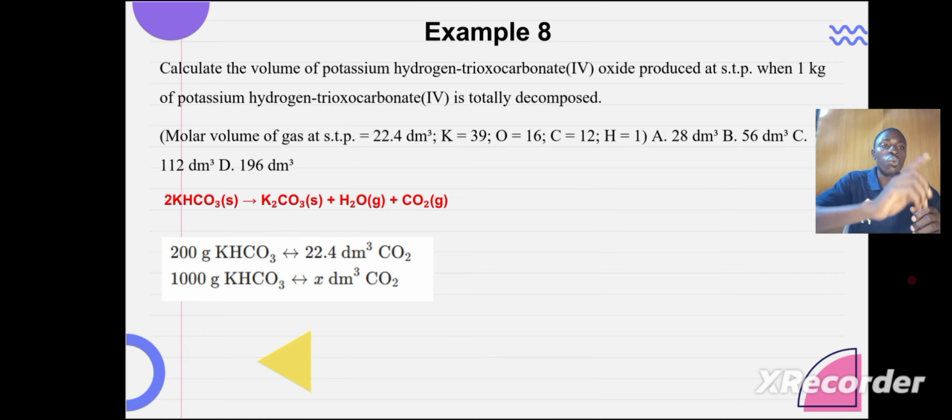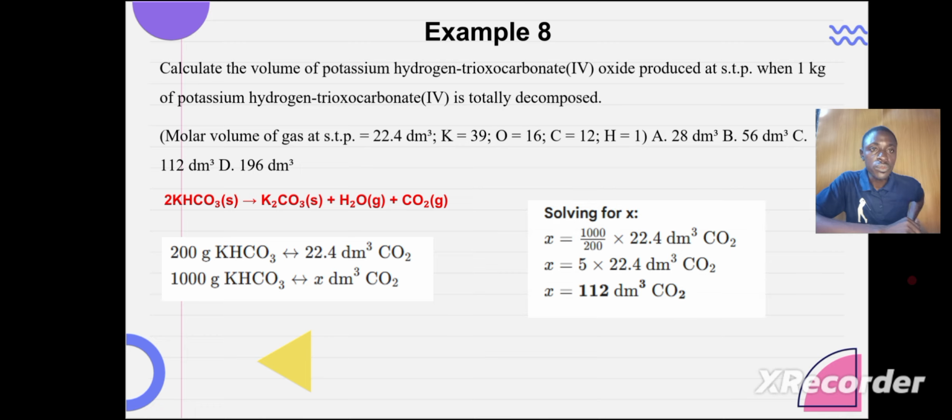And then we're given 1 kg in the question. 1 kg is 1000 grams. So 1000 grams of potassium hydrogen trioxocarbonate 4 will be equivalent to X, or any alphabet for that matter. Once we take ratios and solve, you get that the volume of carbon 4 oxide is 112 dm cube. I hope these things are clear enough, and you can practice them on your own to gain mastery, and make sure you do the exercises that will help you to understand better.